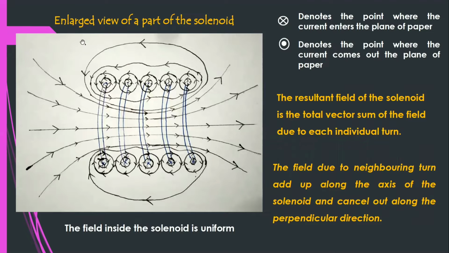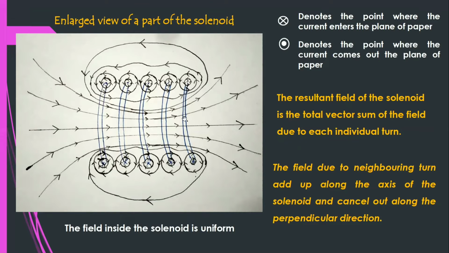An enlarged view of a portion of a solenoid is shown in the figure, and these lines with arrows show the magnetic lines of force, the field due to a solenoid. The field inside a solenoid is uniform. Here we have cross marks and dot marks. The cross marks denote the points where the current enters the plane of the paper, and the dot marks denote the points where the current comes out of the paper.